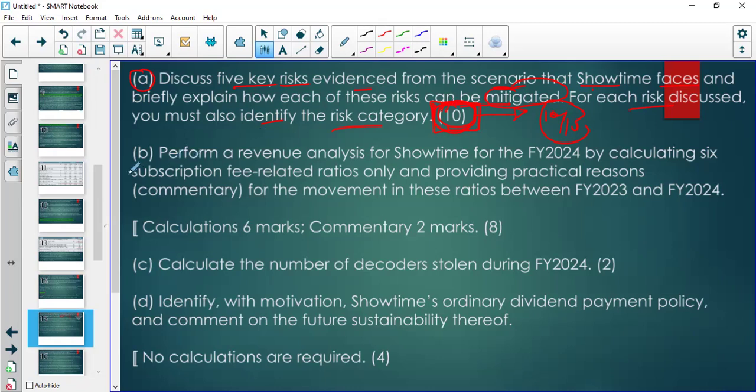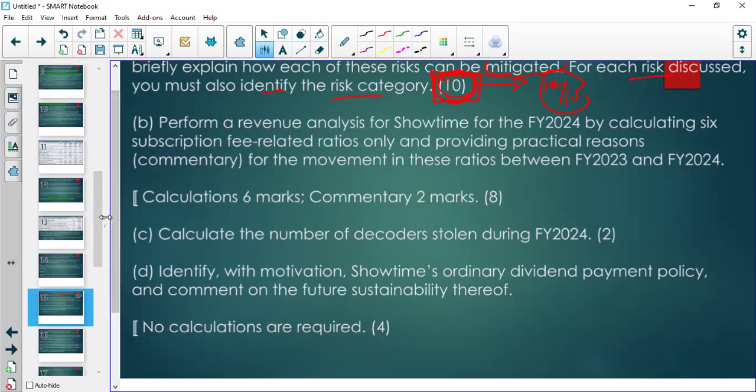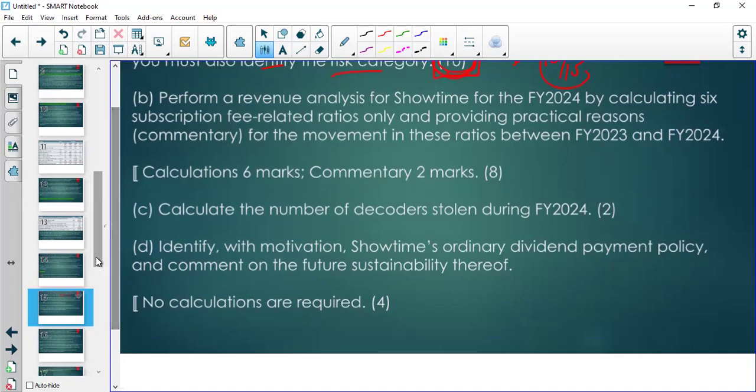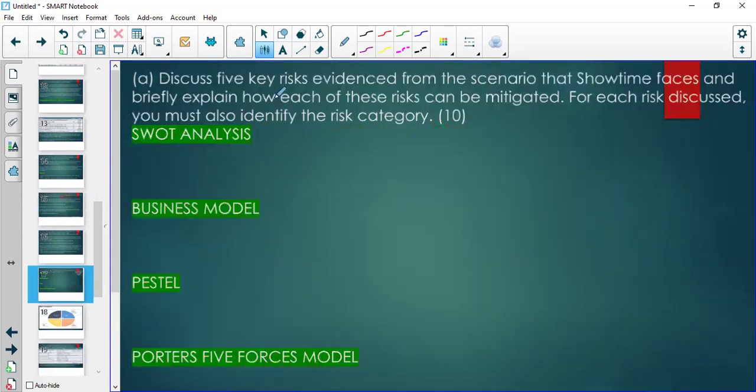So when we talk of risks, let's talk of risk analysis. We're basically interested in models that help us to identify risks. So we have what we refer to as a SWOT analysis, and we also need to look at the business model. We can use the PESTEL, we can use Porter's 5 forces model. And these are going to help us identify risks in a given scenario.